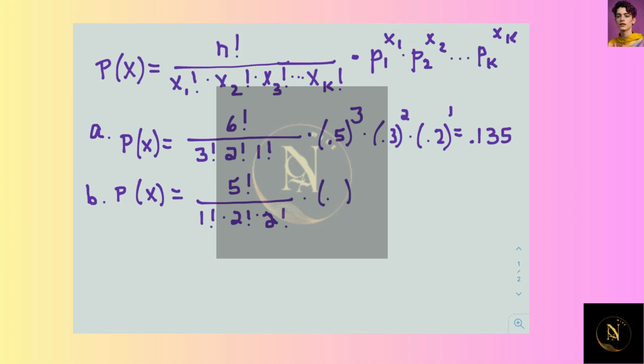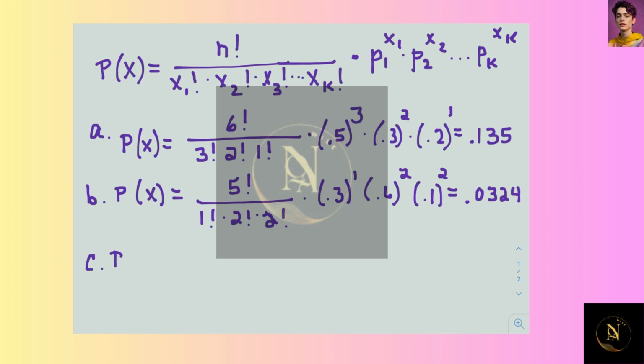P1 was 0.3, and we raise it to the x1 power. P2 was 0.6, and we raise it to the x2 power. And P3 was 0.1, and we raise it to the x3 power. And if you pick up your calculator and perform this calculation, we get a value of 0.0324.